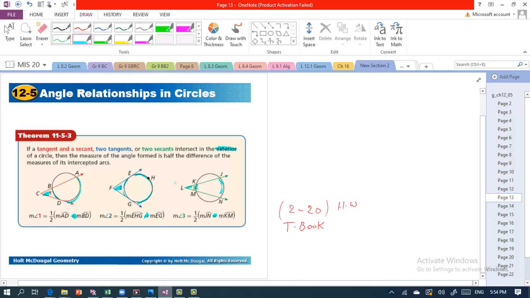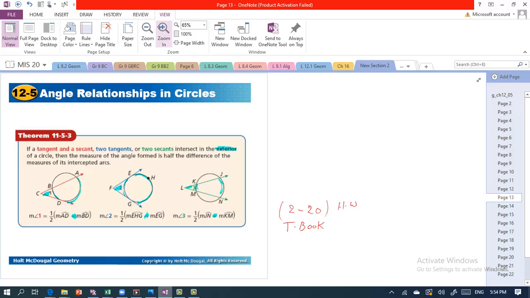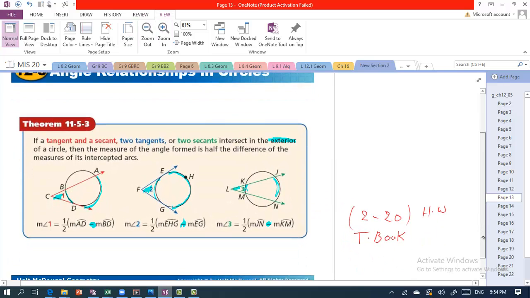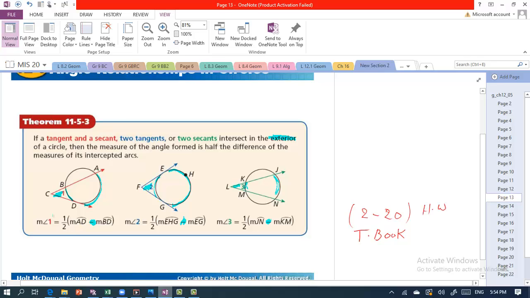The three cases say something similar to the previous internal angles. For internal angles, we have half of the sum, but for the exterior it is half of the difference. Clearly, you can see here the first one is the measure of angle 1. It's half of the difference of the intercepted arcs, because it's a rule. We are saying if a secant, a tangent, or two tangents, or two secants form an external angle to a circle, the angle measure is equal to half of the difference of the intercepted arcs.